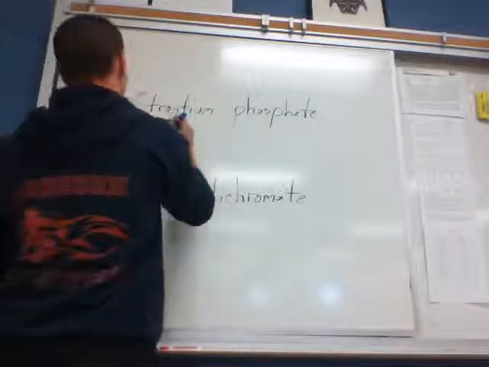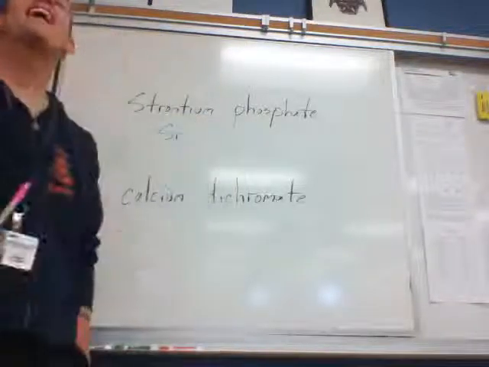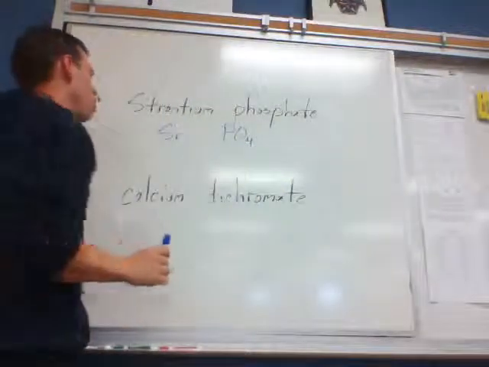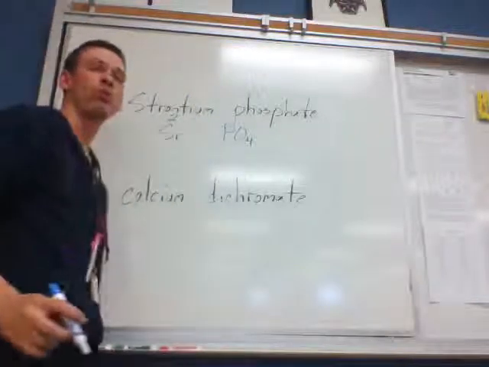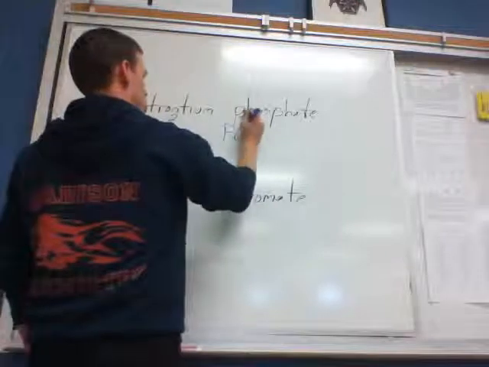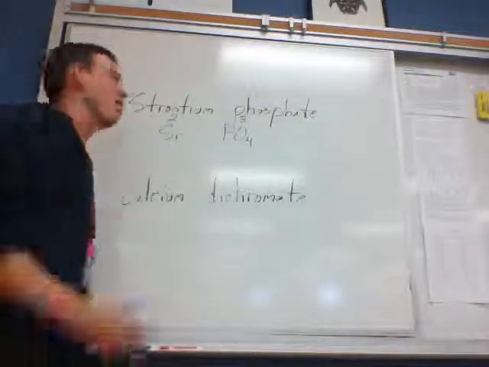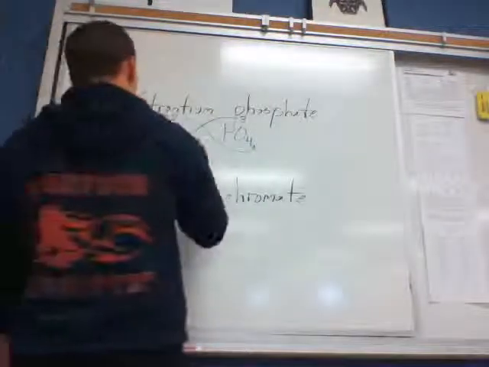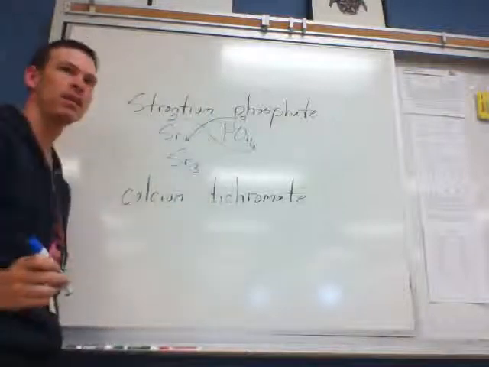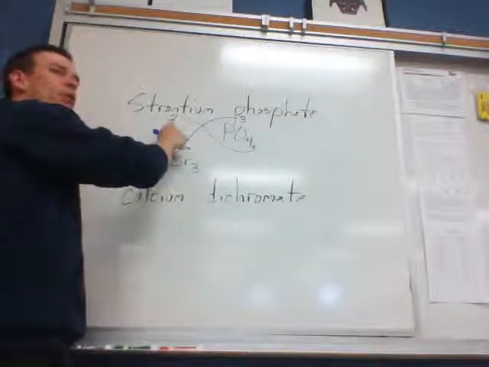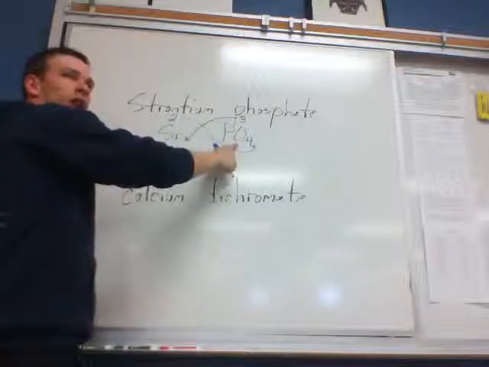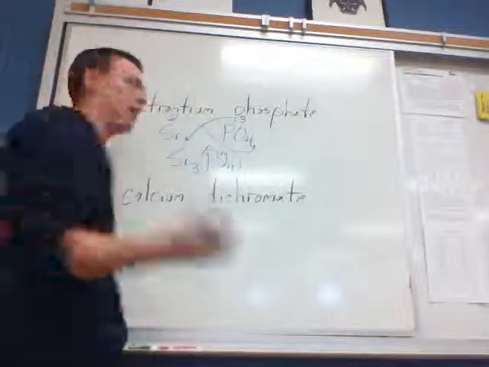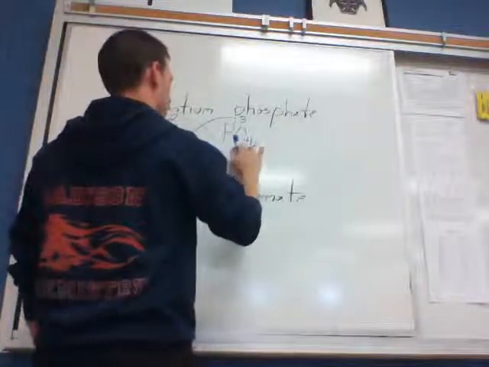Strontium is Sr. Phosphate is PO4. Strontium has a predicted charge of +2. Phosphate, a predicted charge of -3. The numbers are different. We're giving strontium a 3, and we're giving a number bigger than 1 to a polyatomic ion. So I'm going to put PO4 in parentheses, and then I'll give him that number.